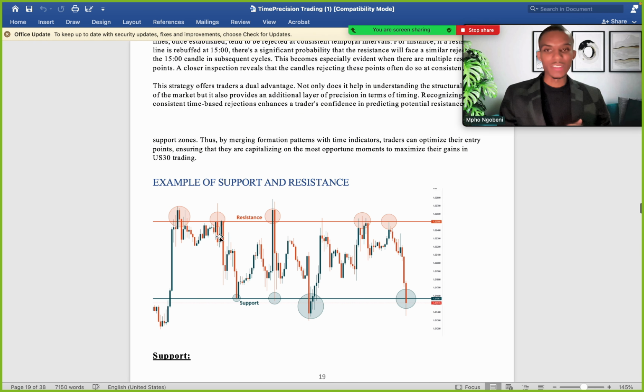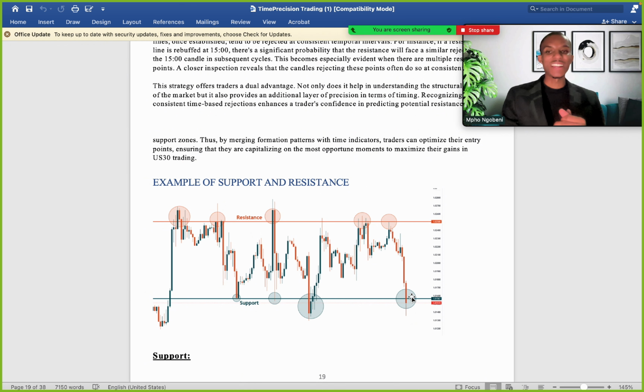If you don't know what a support and a resistance is, this picture just shows you. A resistance is a place where the market struggles to break fully. It will break just a bit but come back for sell. It broke just a bit but came back for sell. So it's a place where the market can't go above. And a support is a place where the market can't break below. As you can see below here, this is a support.